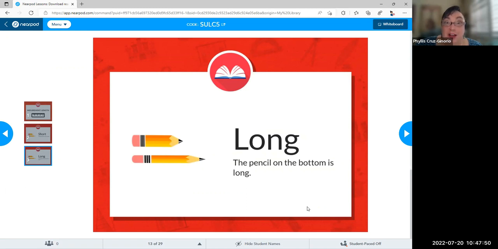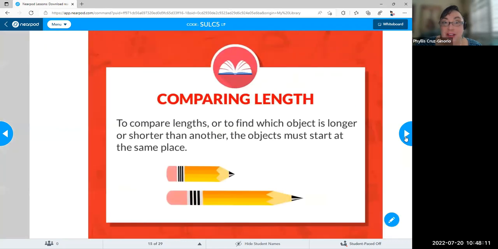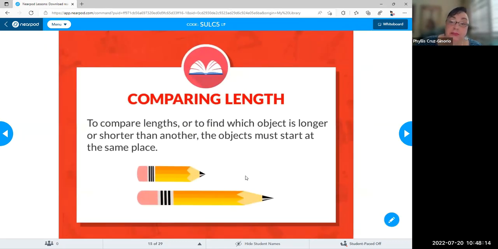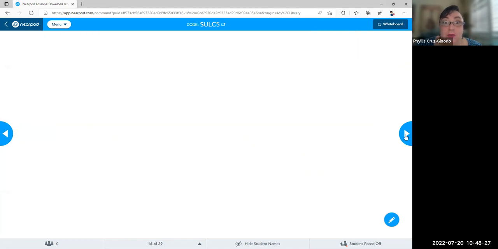Now, I remember telling you I was going to give you a secret trick or tip. It's coming. And I've already noticed they've started to use it. This looks very different than the French fries. The French fries were not lined up like this, were they? Oh, the trick or tip is coming. All right, let's try it together. When we compare lengths, we must find out which object is longer or shorter than the other. The objects must start at the same place. What? Start at the same place? What do you mean?